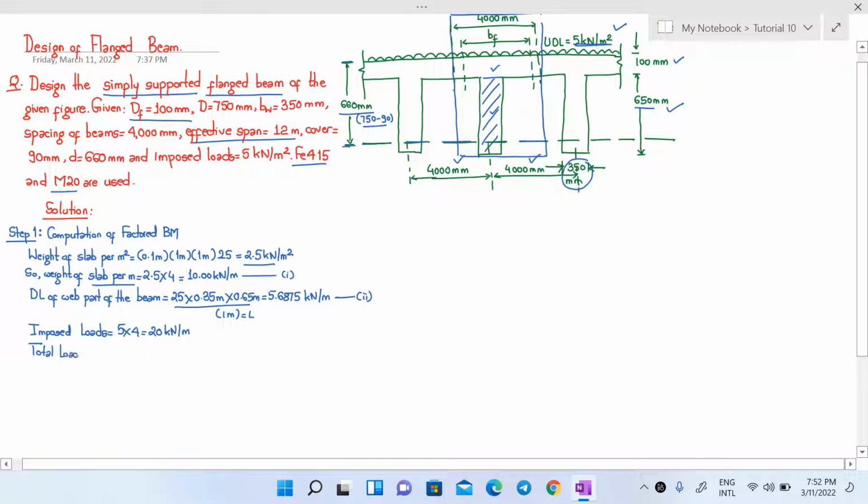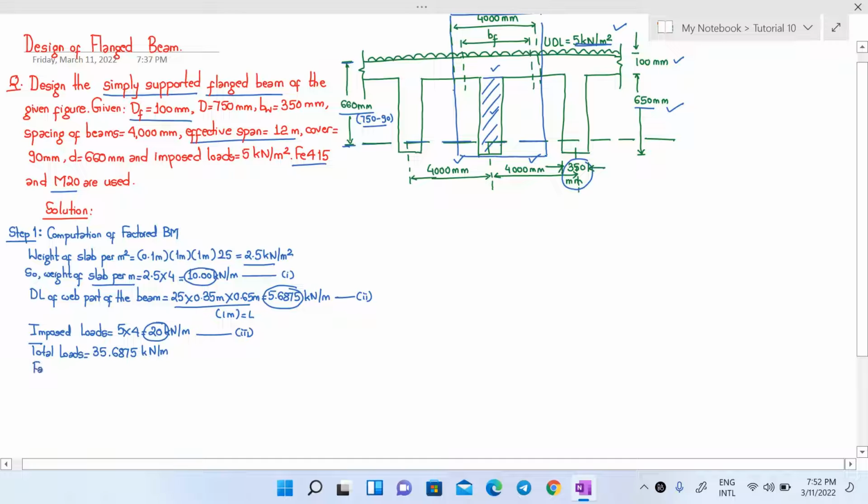When we multiply it by, again, 4, we will get it as 20 kilonewton per meter. Now our total load is, add these 1, 2 and 3, you get the total load as 35.6875 kilonewton per meter. That means this 10, this 5.6875 and this 20.